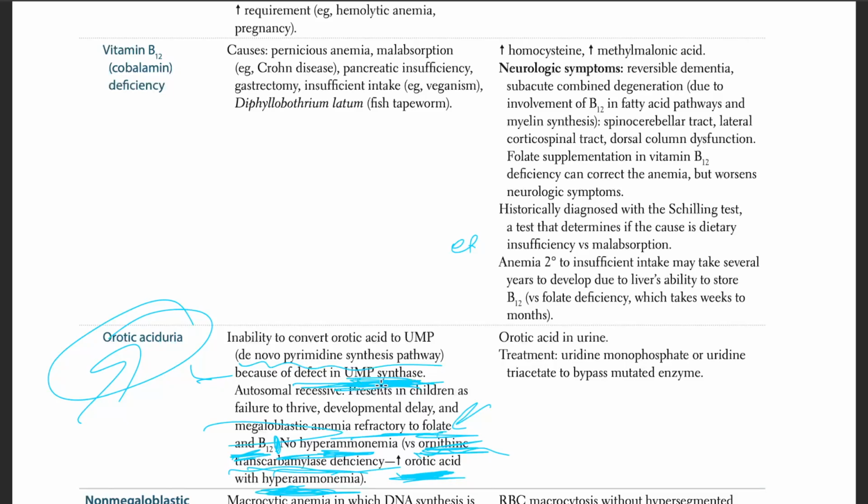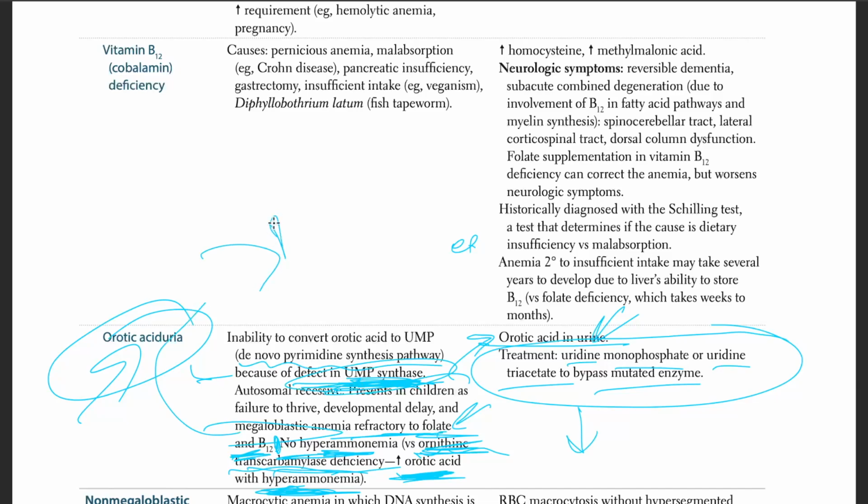So when you don't have this enzyme, the orotic acid is going to go back into the blood and goes into the urine. How do you treat this? Uridine monophosphate or uridine triacetate to bypass the enzyme. So basically, you're giving these things, you're bypassing this enzyme, and you're making the product of that enzyme, whatever it was making. And you can go back to your biochemistry, maybe the second, third page in your book, and take a look at it. Okay, that's all.